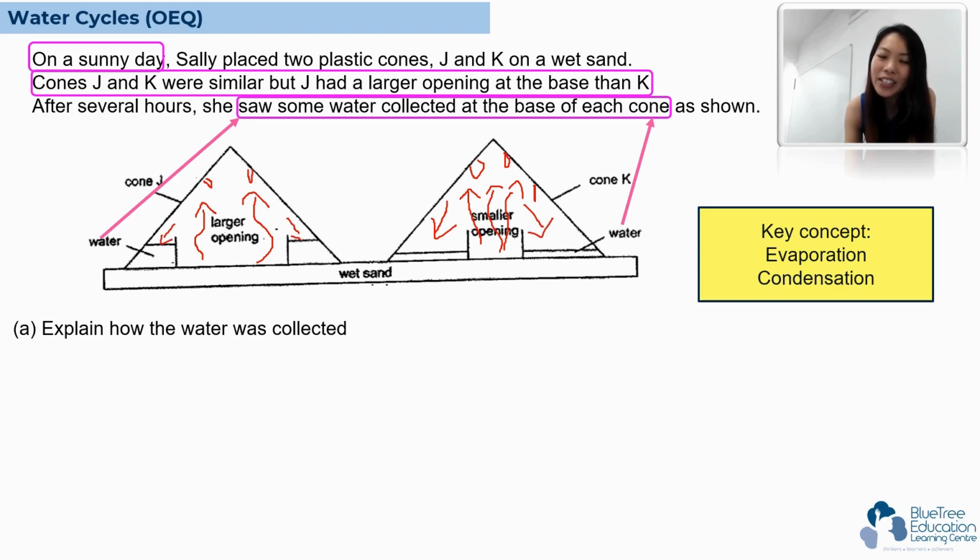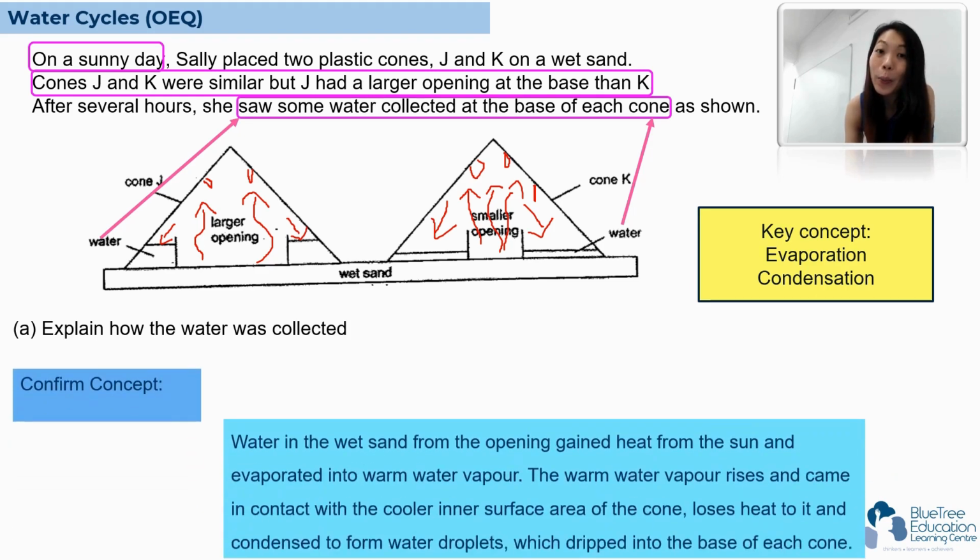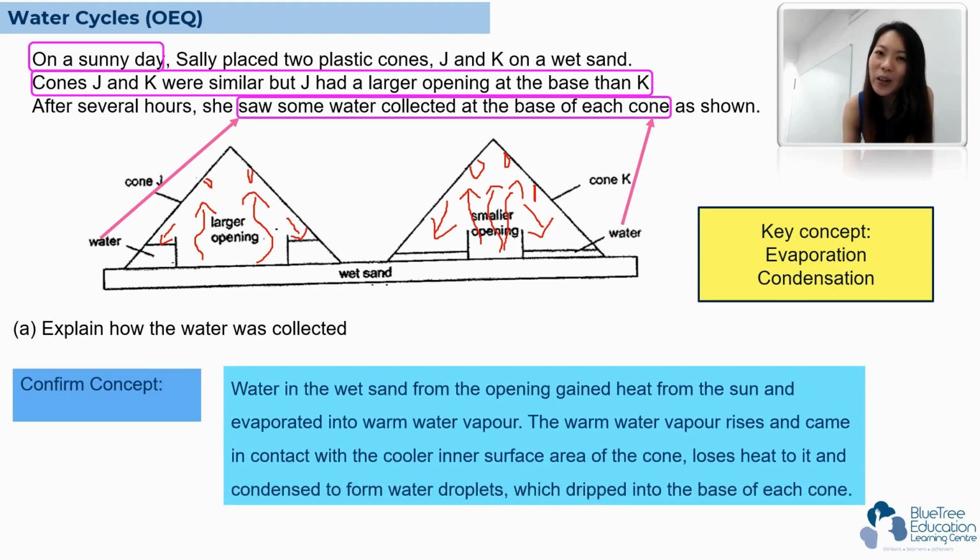So as such, our answer to the open-ended question will just require the concept. In this case, we answer step by step in sequence. So the first step will be water from the wet sand. That is number 1, option 1. Gains heat and evaporates into warm water vapor. The warm water vapor will then rise.